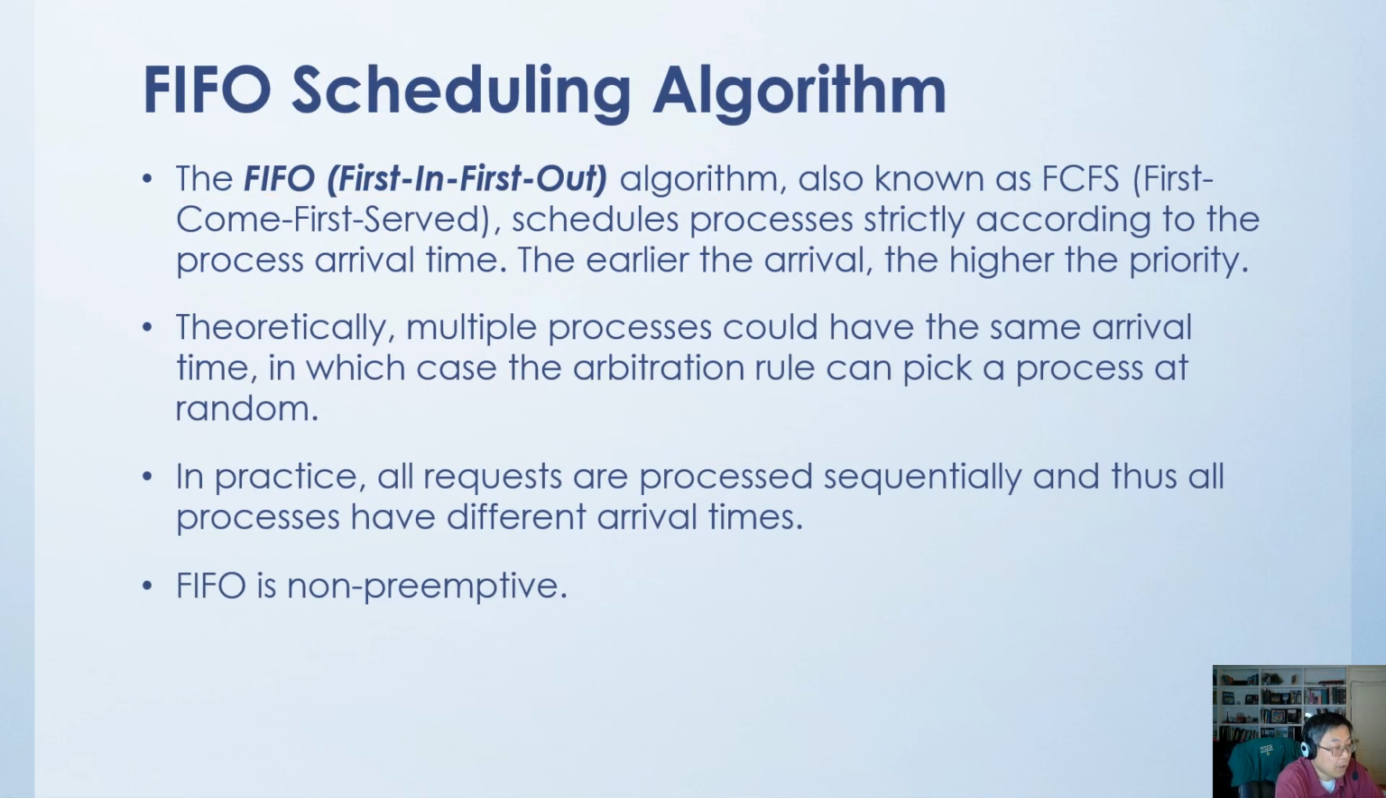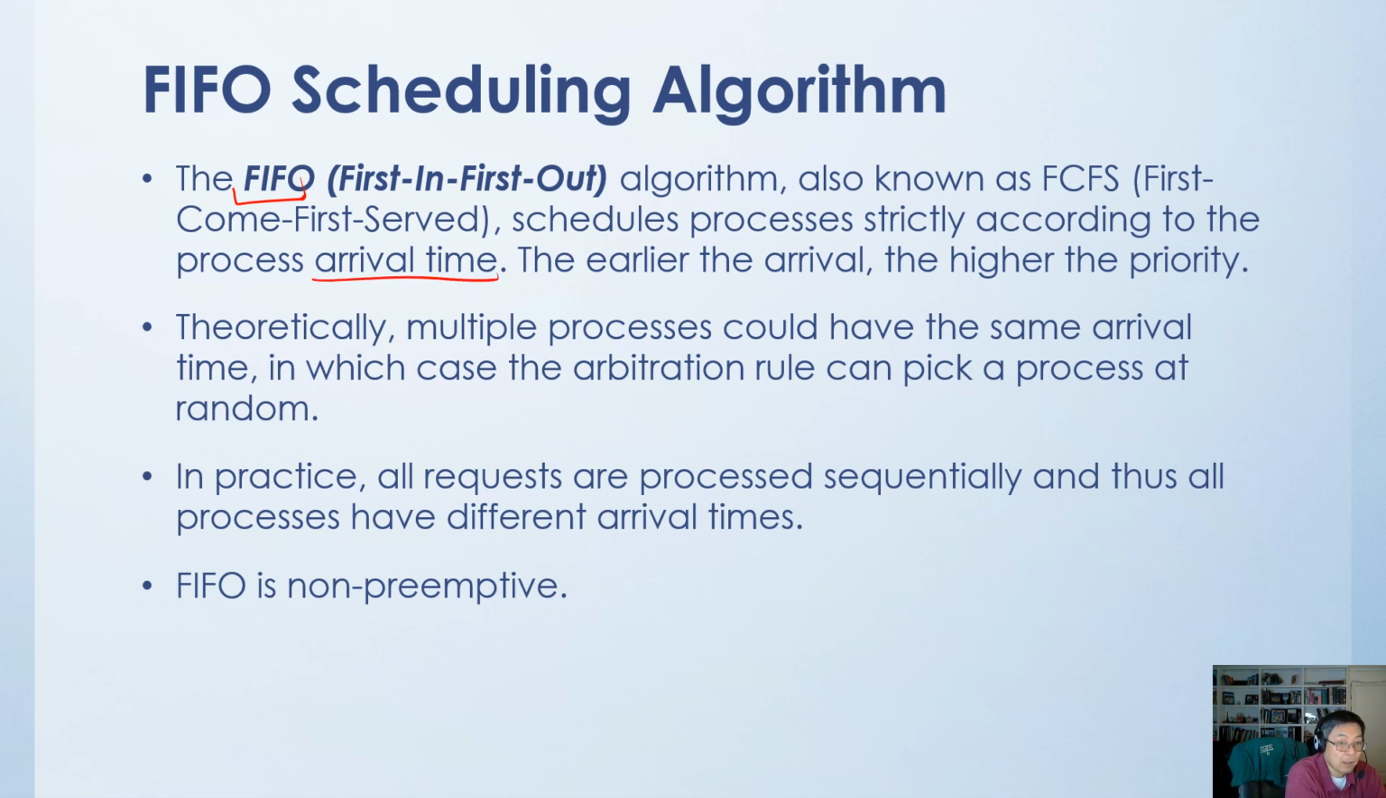Now, the scheduling of batch processes is relatively simple. One of the scheduling algorithms is called FIFO, first in, first out. Sometimes FIFO is also known as FCFS, first come, first served. FIFO schedules the processes strictly according to the process arrival time.